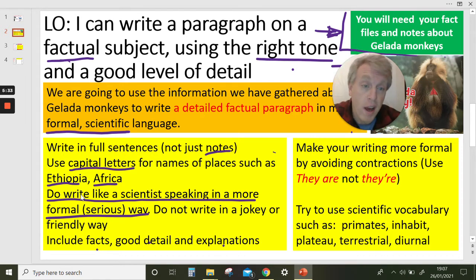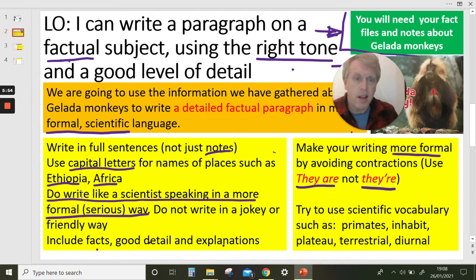We are writing in a more formal way, so we're going to avoid contractions. So, for example, we're going to write they are. We're not going to write they're. We are going to write using the full words, not the contractions. And we're going to try and use some of our scientific vocabulary, like primates, inhabit, plateau, terrestrial, diurnal.